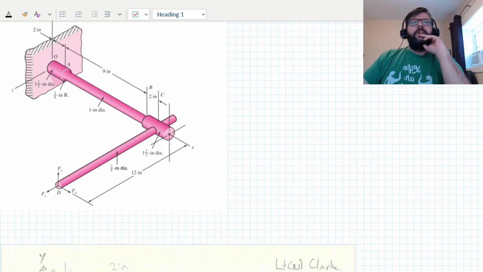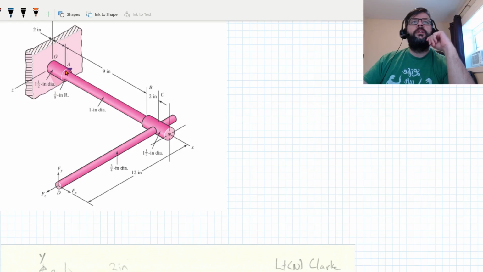Okay, so we got this set up here. Some sort of bar attached to a collar here that has another rod attached to it. Bars attached at the wall here. For this problem, what we're worried about is stress analysis at kind of this fillet here, A. And the load that is being applied is just 100 pounds upwards.